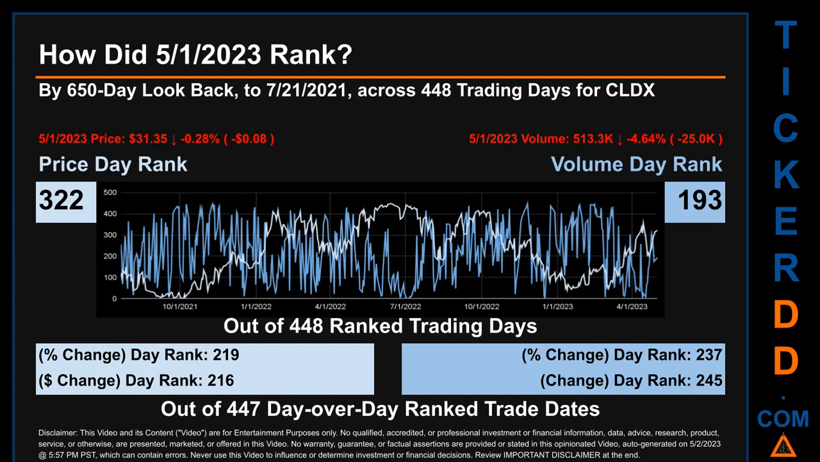The price's day-over-day percentage change, dropping minus 0.28% on the 1st of May 2023, had a day rank of 219 while its dollar difference of minus 8 cents had a rank of 216 when compared day over day across 447 trading days. Volume's percentage change and difference were ranked respectively at 237 and 245.